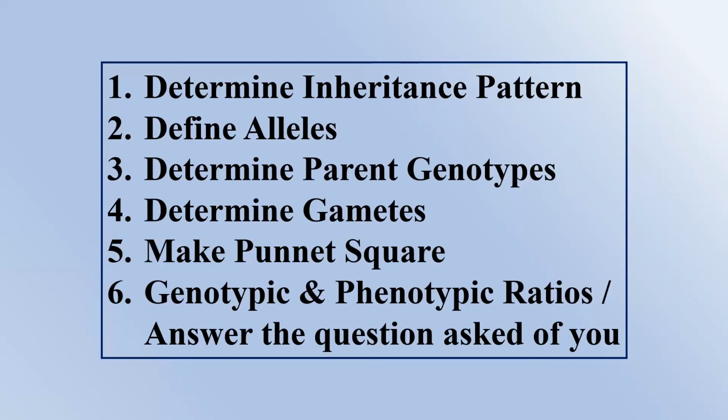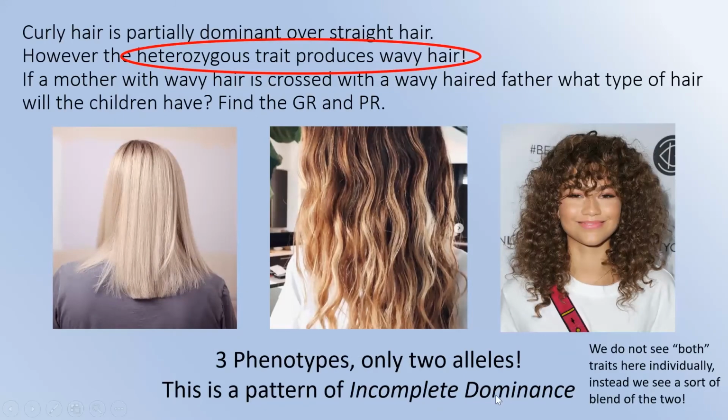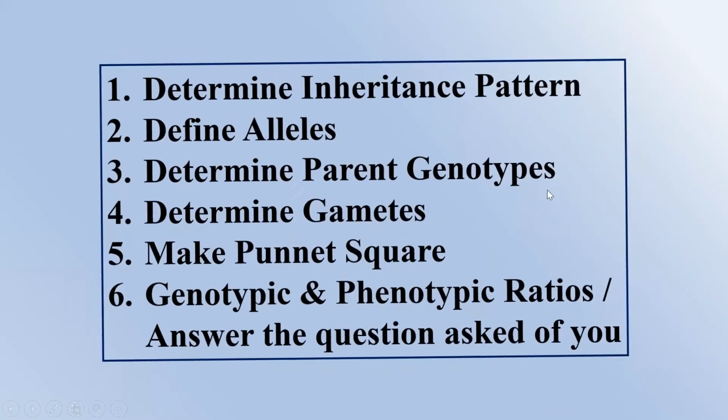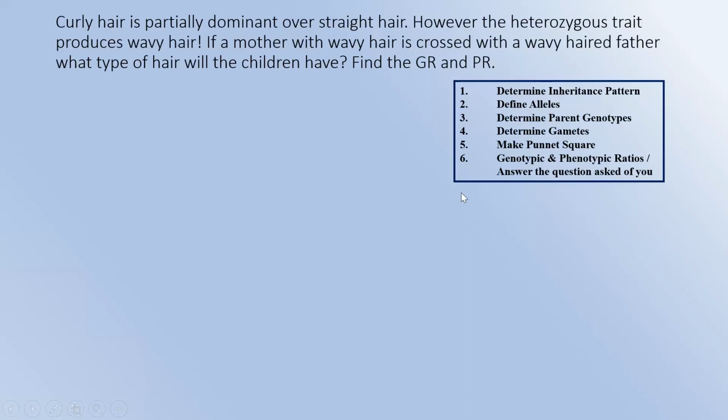So before we can define our alleles and do the notation, we have to figure out what we're working with, and that will guide how we answer the rest of our question. Again, if we go back, we determined that we were using incomplete dominance because we have a heterozygous trait that's a blend of a dominant and recessive trait. So that's our pattern. We're going to let that do the dance again. And now we're just going to go through solving this like normal, except the big difference is we have to find the pattern first. So curly hair is partially dominant over straight hair, however the heterozygous trait produces wavy hair.